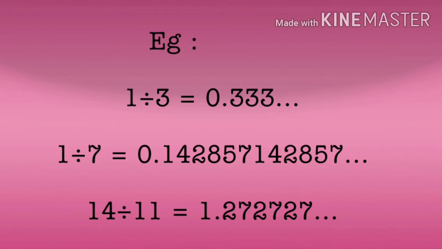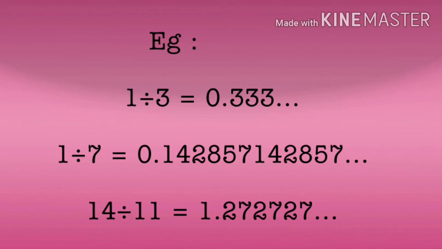0.142857. After that, the same block is repeating: 142857. So, which is a non-terminating recurring decimal expansion. Then what about 14 divided by 11? If you divide 14 by 11, your quotient will be like this: 1.272727, etc.